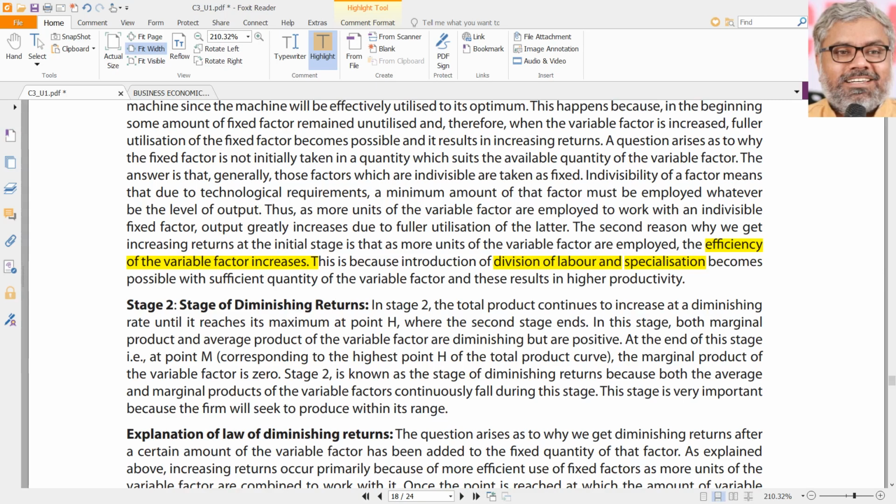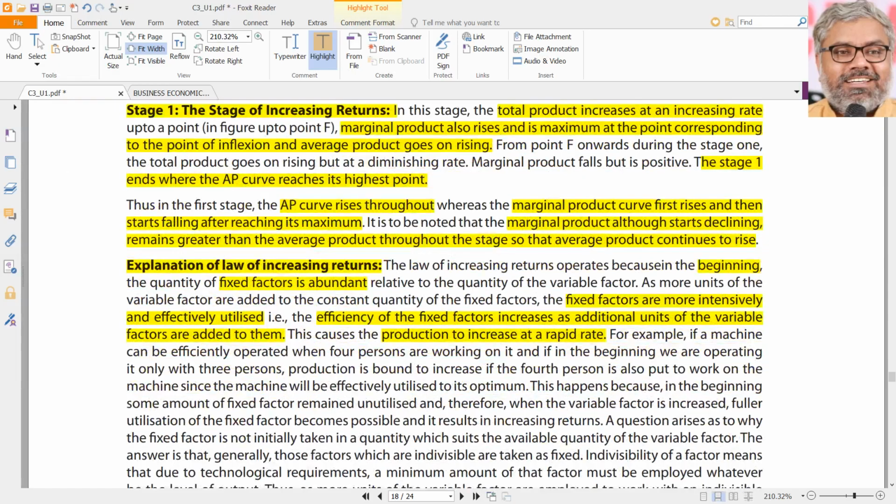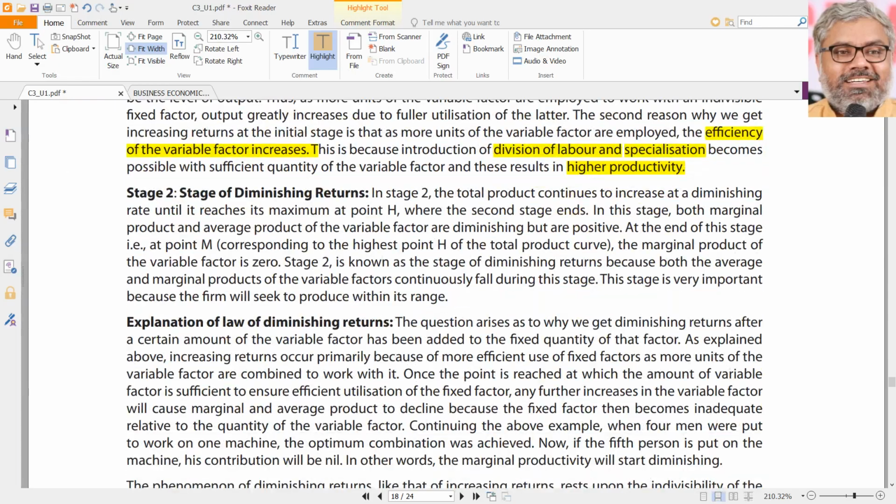So the point is, in this stage, because of introduction of additional units of variable factor, the efficiency of fixed factors is also increasing. The efficiency of other variable factors is also increasing. Both are increasing. Naturally, that is all resulting in higher productivity. Right? That is stage 1. The stage of increasing returns.